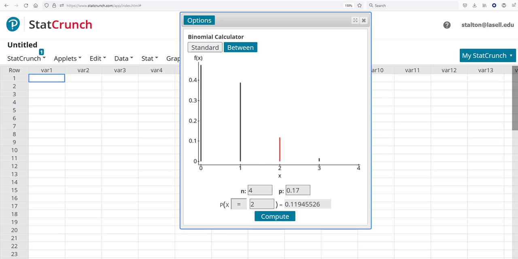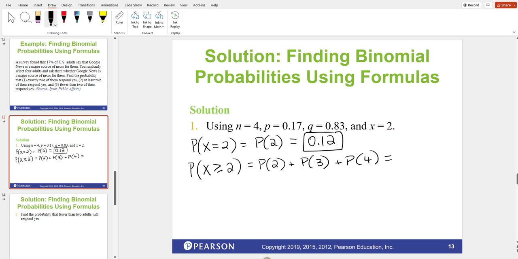So if we go back to StatCrunch, this inequality symbol here where it says equal to, you have options. And you have to be careful with the wording because greater than or equal to and greater than are two different calculations. So in this case, we want greater than or equal to 2. And I get 0.1366. You can just round it to 0.137. Okay? But like I said, if you do it by hand, you're going to have to calculate each one of these and then add them all up.